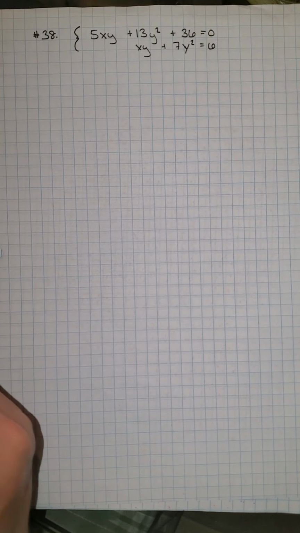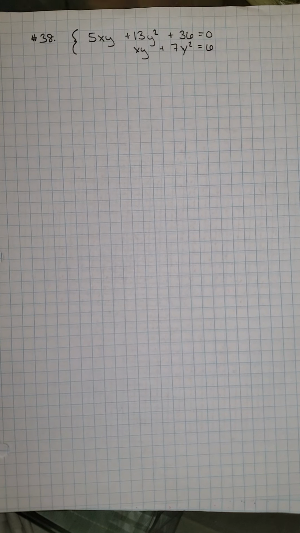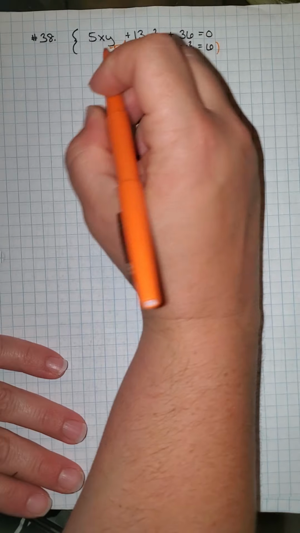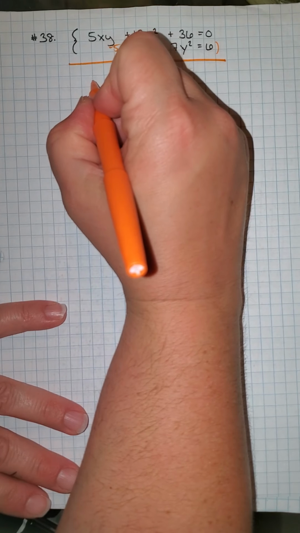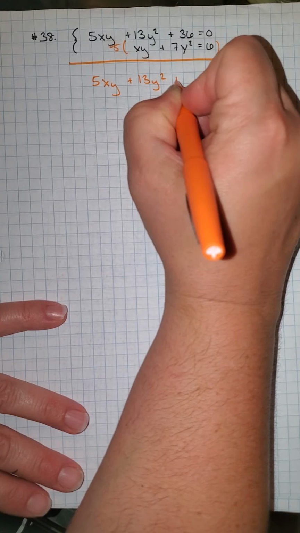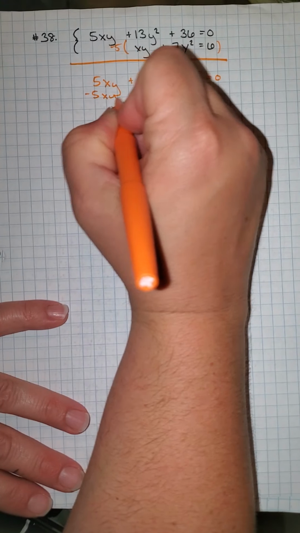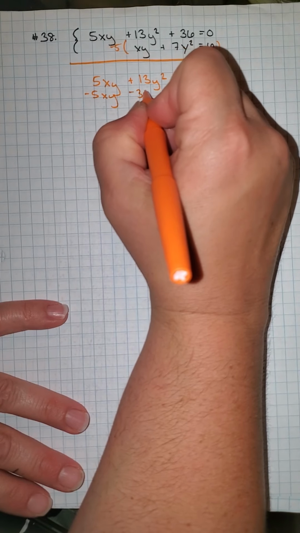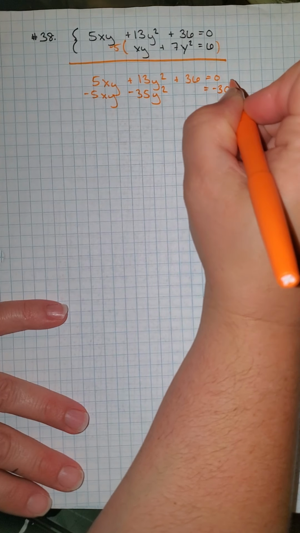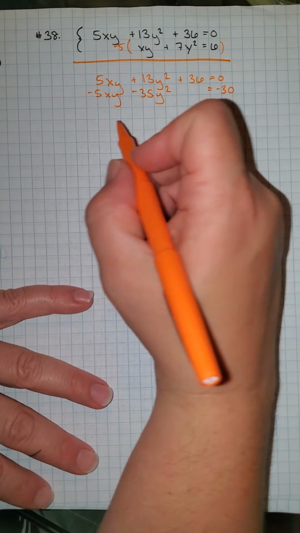So for this one, I'm going to try to get rid of the whole xy term. So I'm going to multiply this second equation by negative 5. So first equation, we had 5xy plus 13y squared plus 36 is 0. So now this one, you have negative 5xy. We'll have negative 35y squared, and then equals negative 30. We can leave that like that, or we can actually move this 36 over. It doesn't matter.